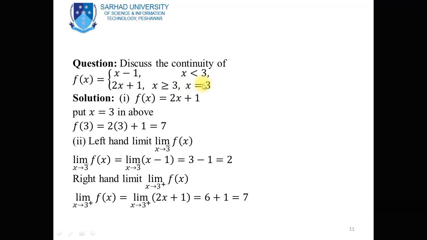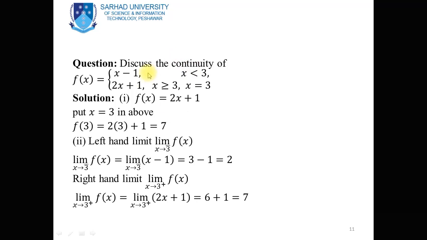This is the function value. So put x equal to 3 as a function value in this piece. So f of 3 is equal to 2x plus 1. Putting the value of x equal to 3, 2 multiplied by 3 plus 1, 6 plus 1 is equal to 7. Now we use the two limits.